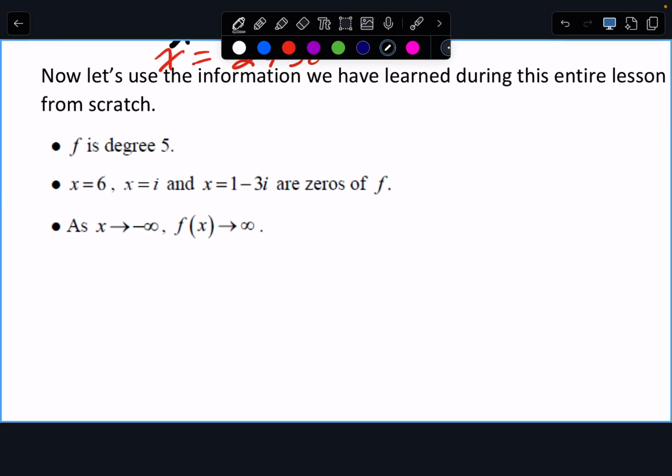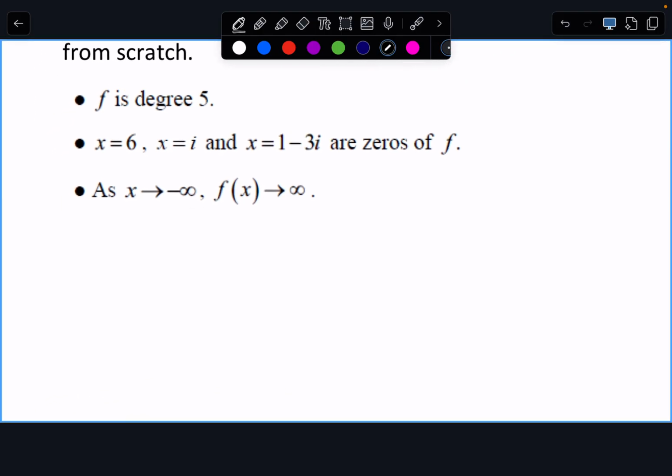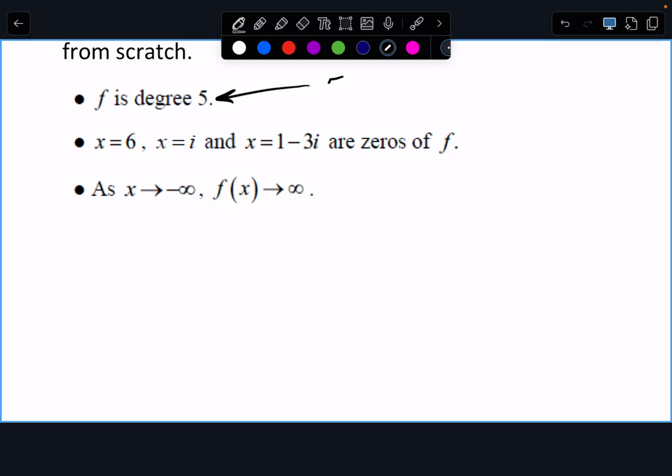Okay, so let's read this. It wants you to create a polynomial with this information. So it says f is degree 5. So let's make note in our head. We need to have 5 solutions. True? If it's degree 5. All right, so they gave us x equals 6. So I'm going to rewrite it so I have some room.